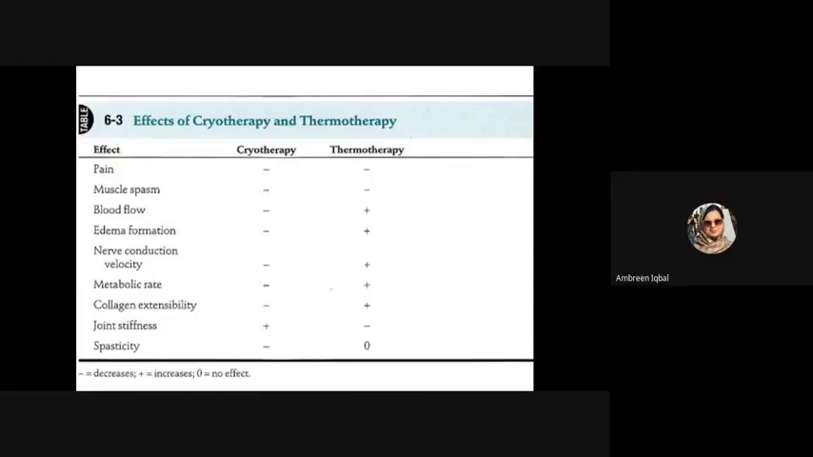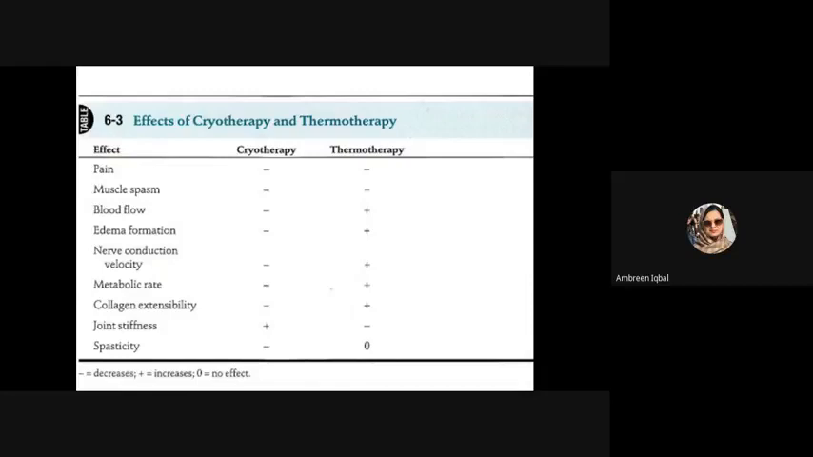Therefore, cryotherapy is preferably used in acute, inflammatory conditions, while thermotherapy is contraindicated in acute conditions because it aggravates the edema, whereas cryotherapy relieves the edema. Coming towards nerve conduction, cryotherapy decreases the nerve conduction, thermotherapy increases the nerve conduction. And for metabolic effect, cryotherapy decreases the metabolic rate, and thermotherapy increases the metabolic rate. Plus is to increase and minus is to decrease.